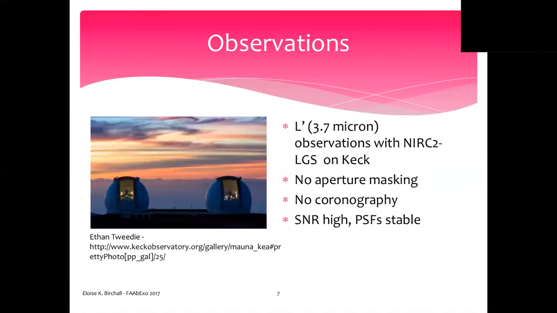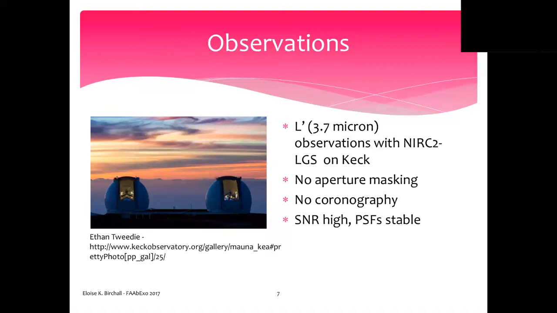The observations I used were taken with the L prime filter on the NIRC2 camera on the Keck 2 telescope. We don't use aperture masking or coronagraphy, so they're full pupil images. Signal to noise ratio is very high, and PSFs are quite stable. The reason we look at this wavelength is so that we can see warm dust, particularly in the inner regions.